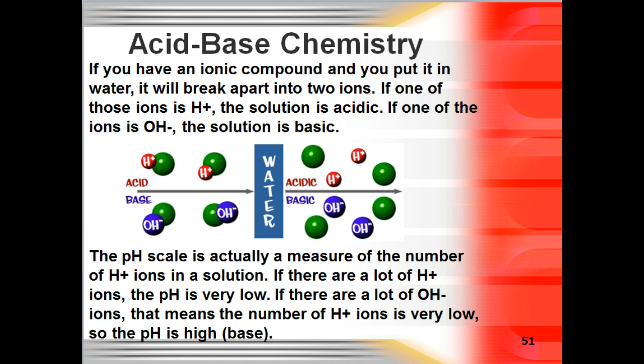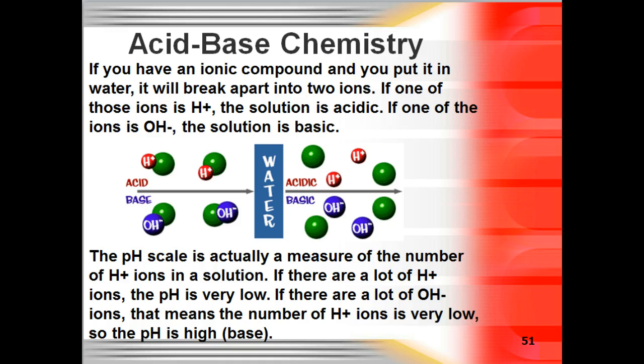Okay. If you have an ionic compound and you put it in water, it will break apart into two ions. If one of those ions is hydrogen, for instance, the solution is acidic. If one of those ions is bicarb, the solution is basic. The pH scale is actually a measure of the number of hydrogen ions in a solution.